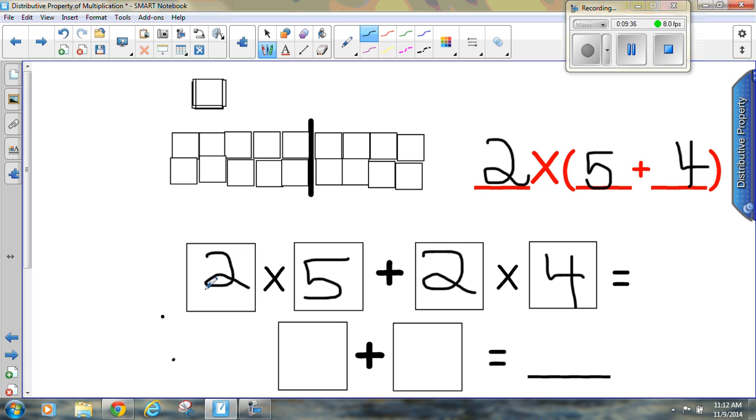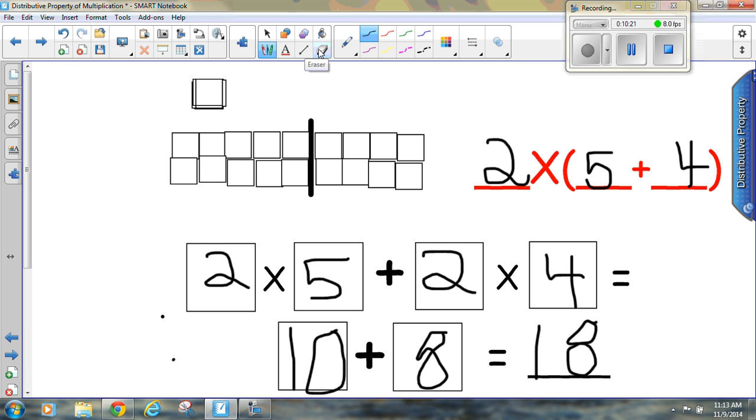Now let's see. 2 times 5 is 10. Oops. Sorry about that. Let me erase that. That didn't come out right. Oops. My pen moved. Let's try that again. There we go. 10. 2 plus 4 is 8. 10 plus 8 is 18. Very good. Good job.